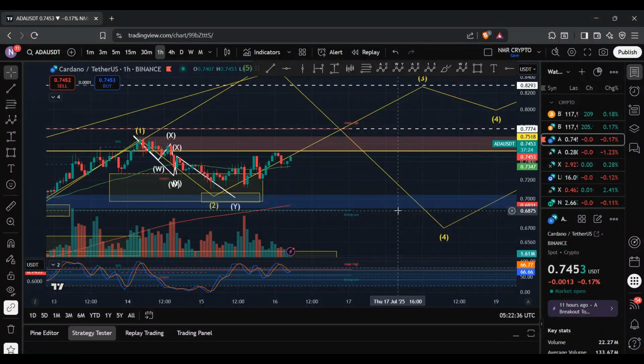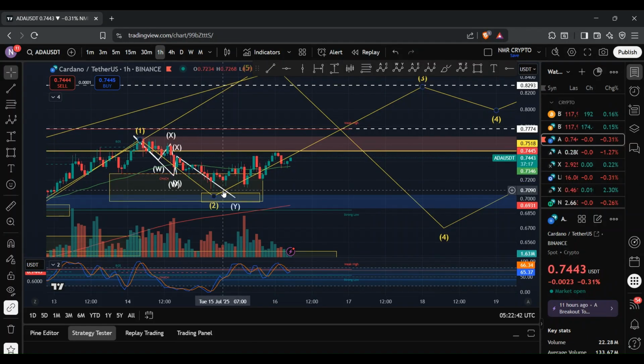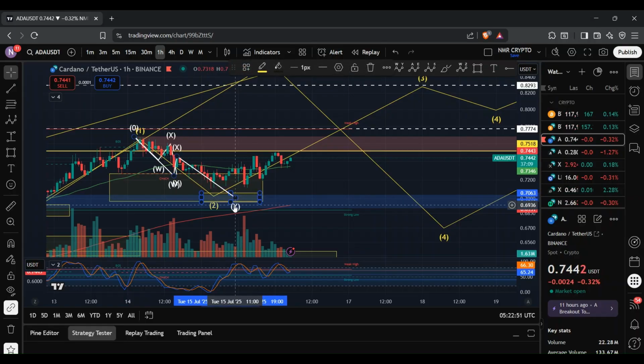So ADA currently finds itself on an uptrend, following this move to the downside where I was tracking a WXY structure. I mentioned in my previous video that it was possible that this WXY structure was complete despite the Y wave not reaching the typical requirements, which is anywhere between 1 to 1.236 of the W wave. And so this region sits between 69.68 cents to 70.63 cents.